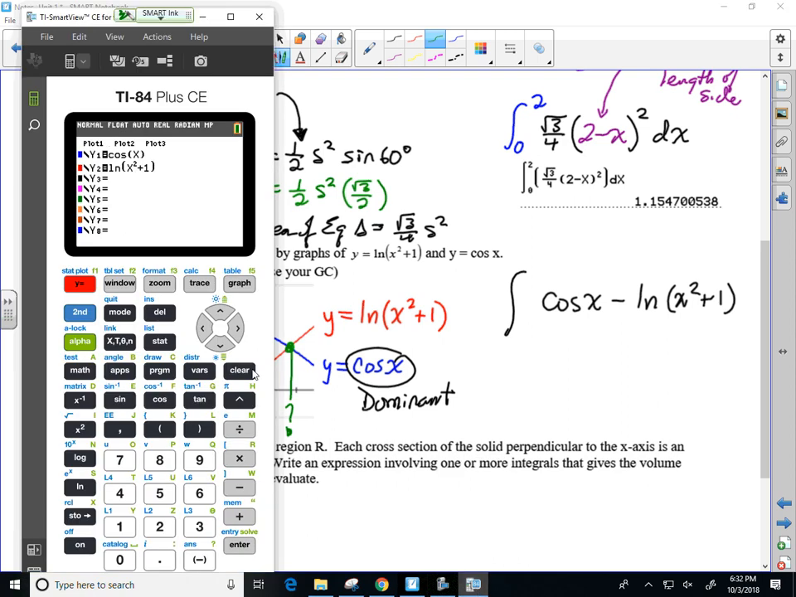So, in my calculator, I'm going to hit second, trace. I'm going to select option 5, which is intersect. It, again, looks symmetric, so I could just hit enter, enter, enter, and it's going to drag me to the closer of the two intersections. I honestly didn't care which one it would take me to. So this is good. This is good enough for me.